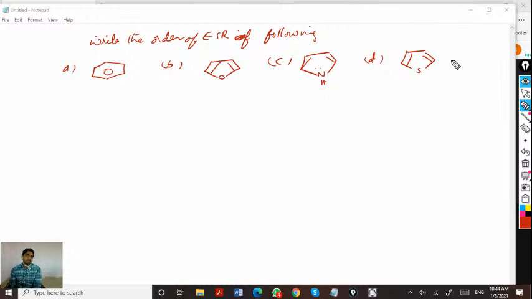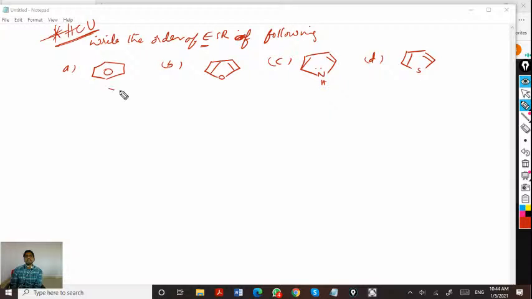So this is the question that is most repetitive from the heterocyclic chemistry as well as the electrophilic substitution reaction. You can also find it in HCU papers. So very, very important. So what do you think?